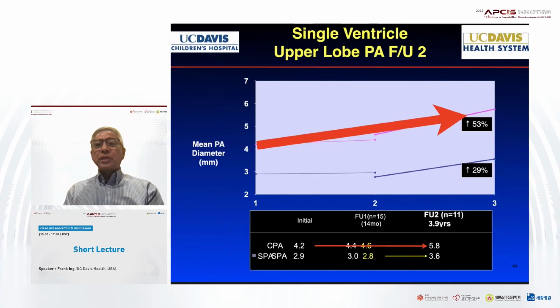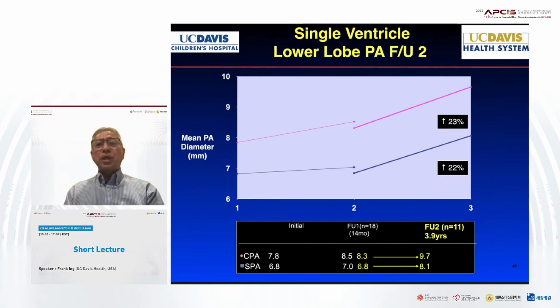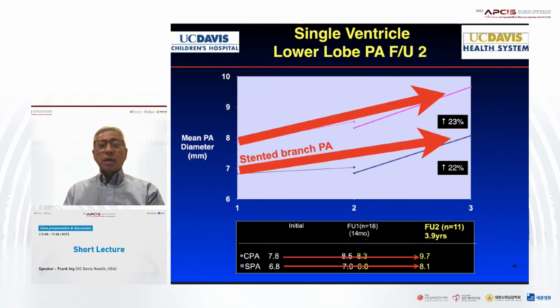In the upper lobe, the same thing, 53%, 29%. Now, that didn't make a lot of sense, but this, again, is in a single ventricle. So I think the impact may not be as good without a pumping chamber. Again, the lower lobe are very similar, 23% to 22%, comparing the normal side versus the stented side.